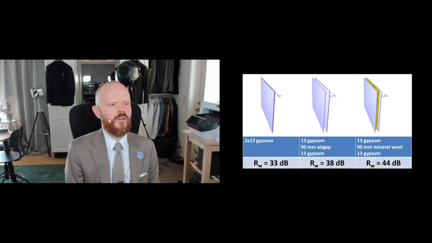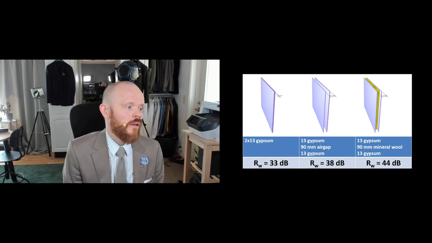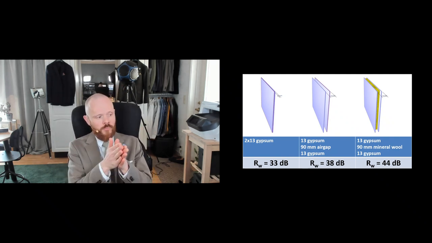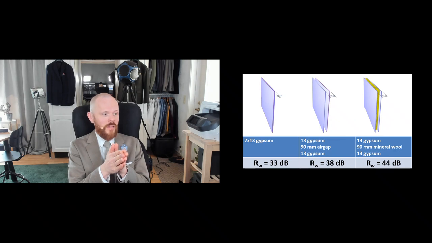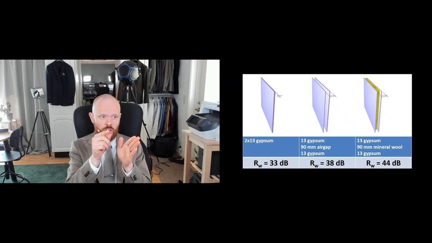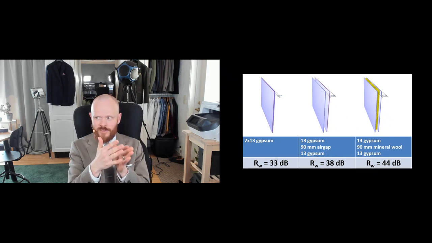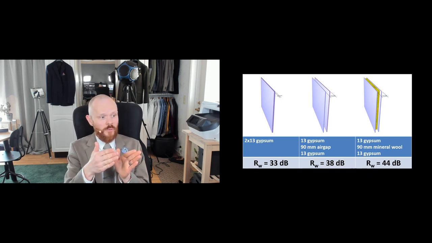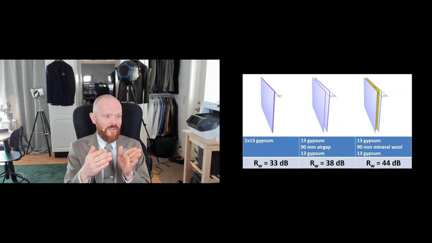Here's another example with some calculations I did yesterday. First, if you have no air gap at all, you just have two gypsum plates stuck to each other like this, you get 33 decibels in the calculation. And then I introduce a 90 millimeter air gap in between. There's no connection in this model between these. They're just floating free in cyberspace. And then you increase to 38, because now you've added an elastic interlayer, the air gap, which acts as a spring.